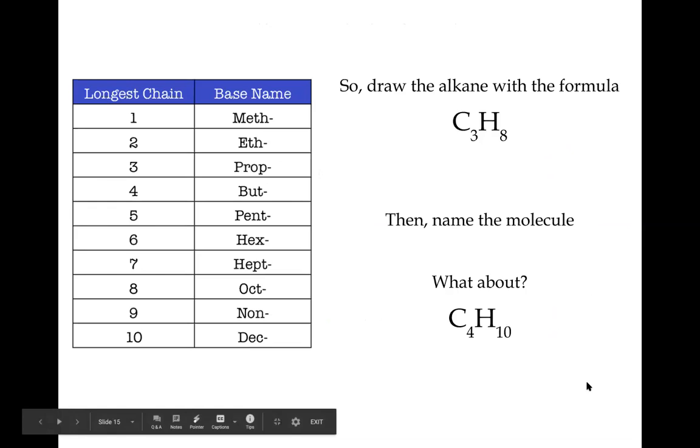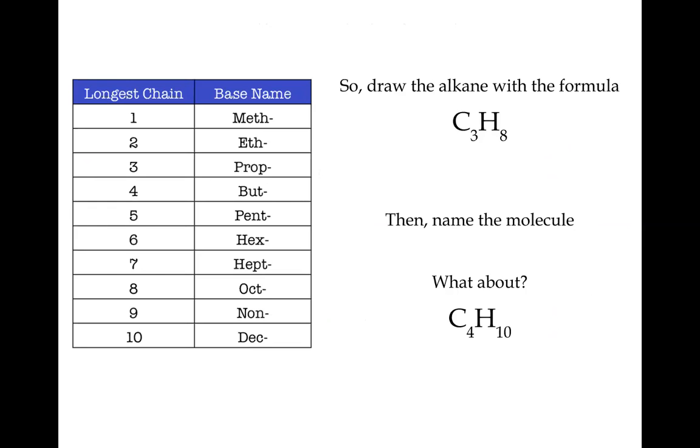So with that in mind, draw the alkane with the formula C3H8, and then name the molecule, and then do the same for C4H10. I don't think I'll have you pause it, though you can if you want. I'm just going to go straight into this and see if I can help you with it, because we haven't really done any naming, so I don't expect you to be able to do it right off the bat. So let me write this down.